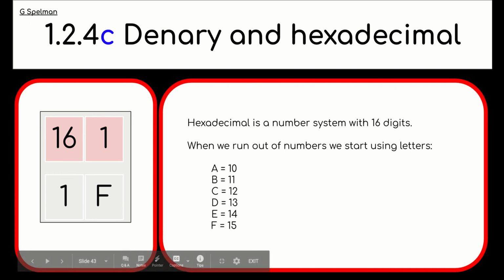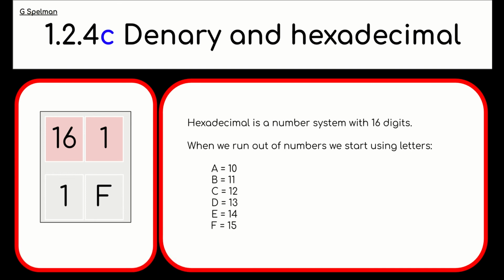Okay, so what have we learned in this video? We've learned that hexadecimal is a number system with 16 digits. And when we run out of numbers, we start using letters. So here we can see that A is 10 and B is 11 and so on.